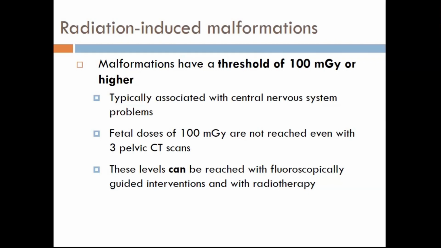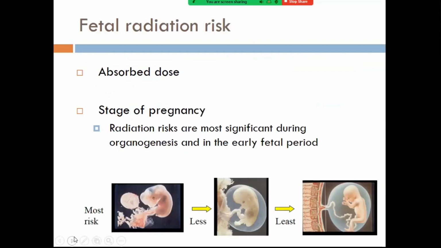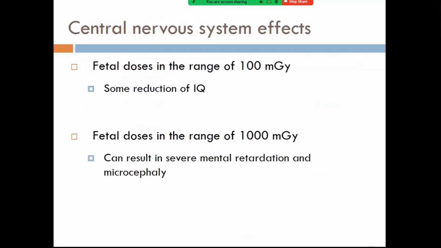These levels can be reached with fluoroscopically guided interventions and radiotherapy. So radiation exposure to X-rays is not as teratogenic as we thought, as we had a notion before. It depends upon the stage of pregnancy. Radiation risks are most significant during organogenesis, as we have already said. They might have a fetopathic effect.